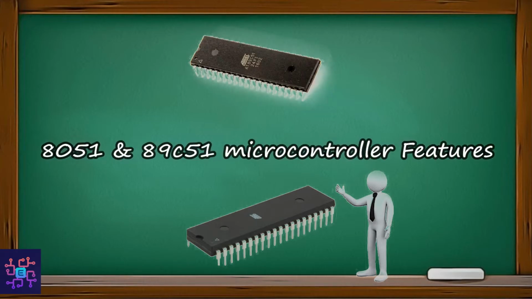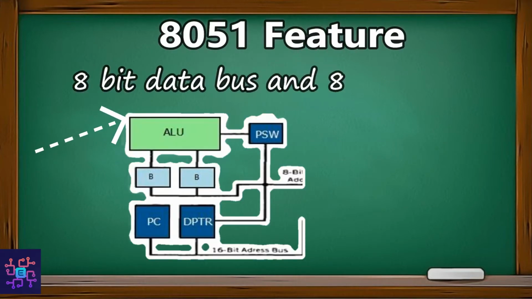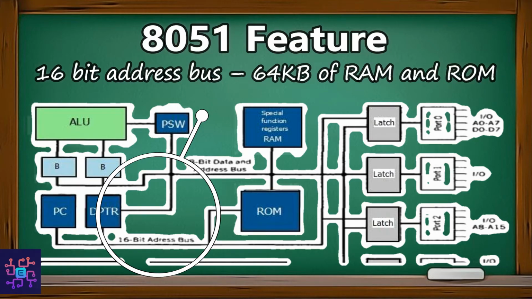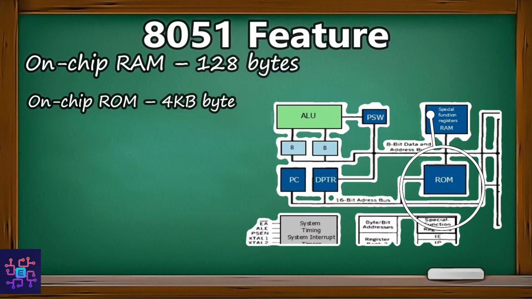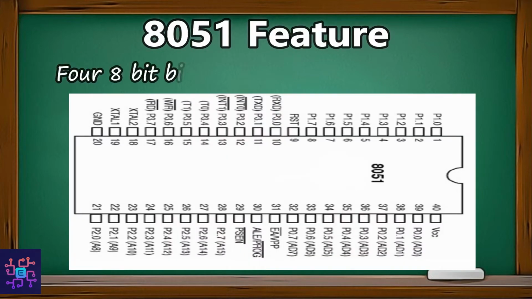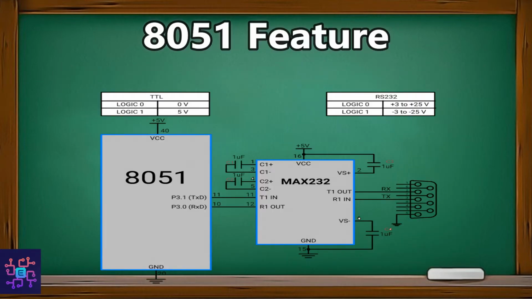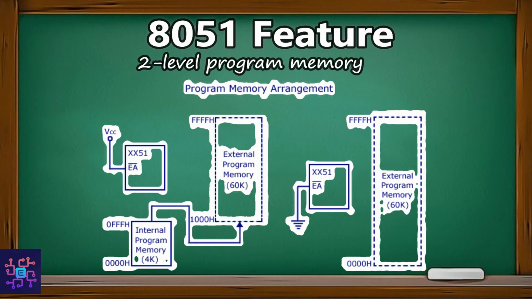So let's have a look at the features of the 8051 microcontroller. It has an 8-bit data bus and 8-bit ALU. Then a 16-bit address bus, which is 64 KB of RAM and ROM. On-chip RAM is 128 bytes. On-chip ROM is 4 KB. Then 4 8-bit bidirectional input-output ports. Then a programmable serial port, that is 1 serial port. 2 multi-mode 16-bit timers with 5 interrupt sources and 2-level program memory lock EEPROM.